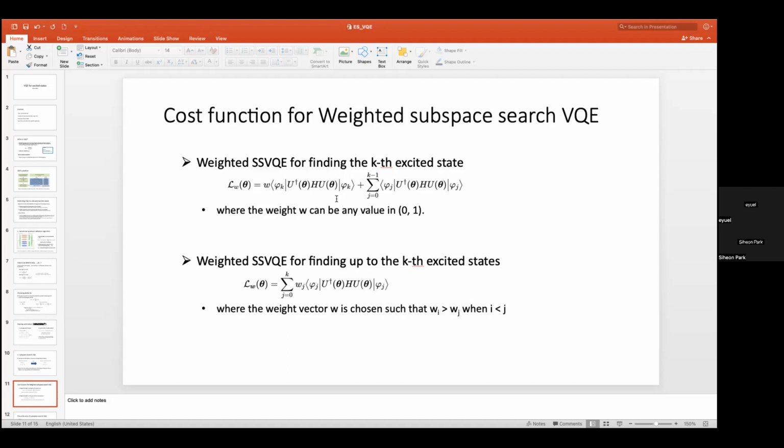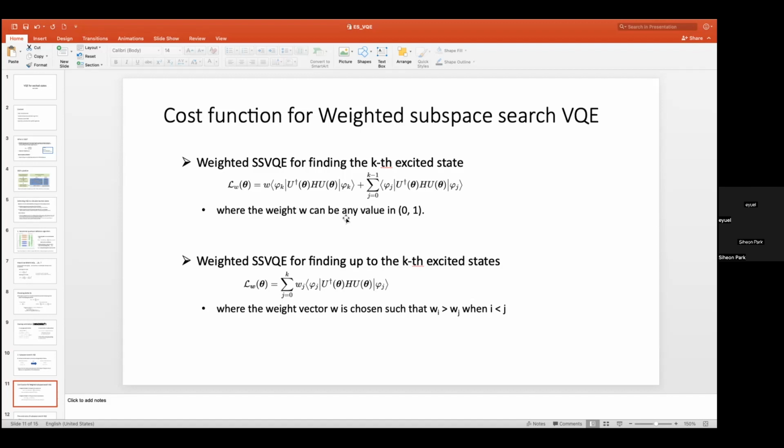So the difference between those two is this cost function setting. The first allows us to find all k eigenstates of the Hamiltonian with just one optimization loop, and this one will allow us to find only the k-th excited state energy. So these are the two ways of setting up the cost function and running the VQE to calculate the excited state energy using subspace search VQE.